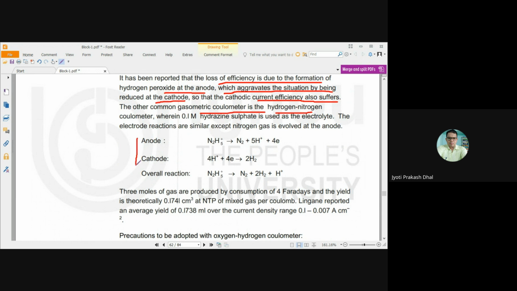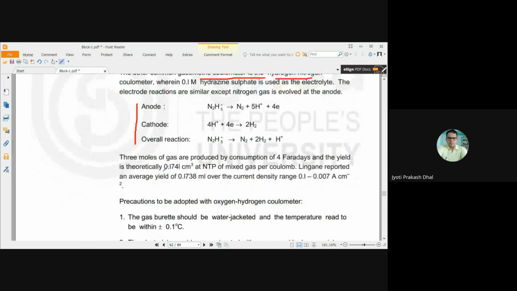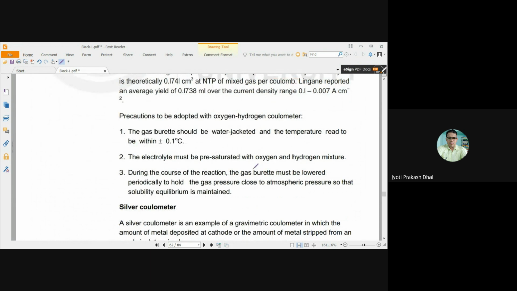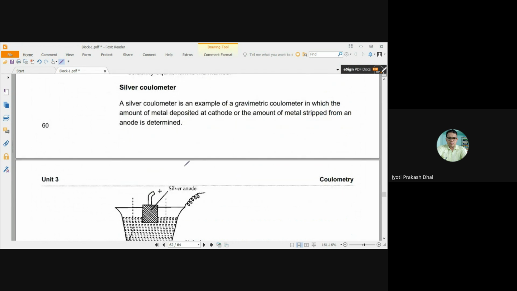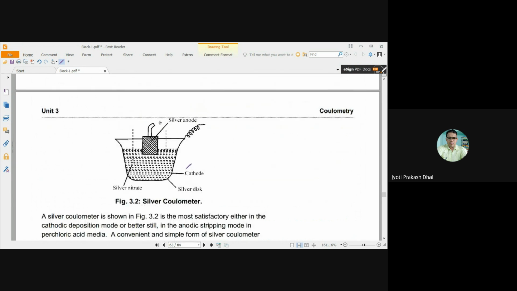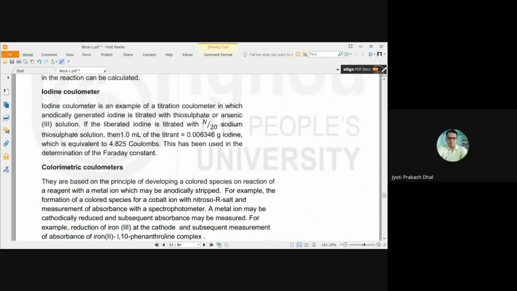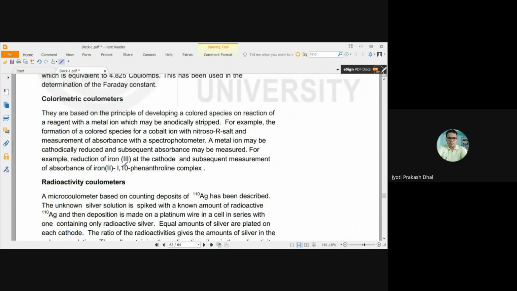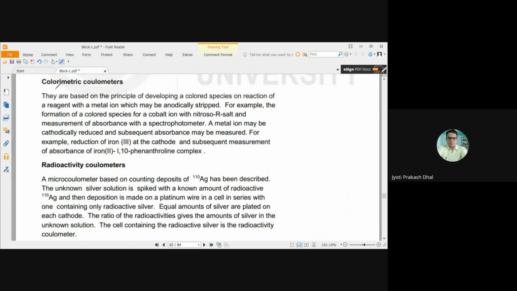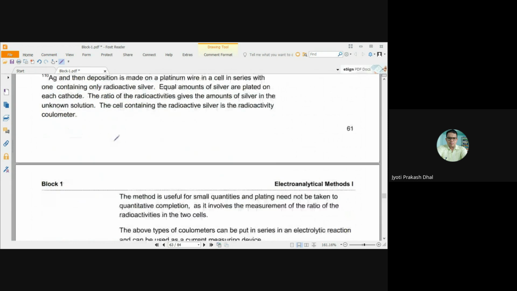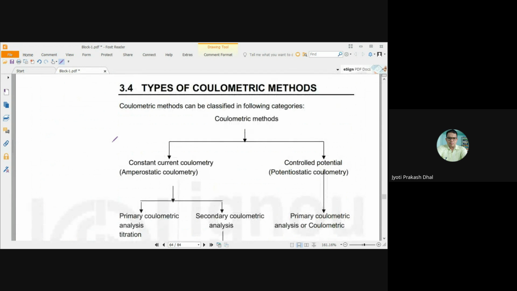So here this is the hydrogen nitrogen coulometer. You can see here that nitrogen and hydrogen gas will be produced. And similarly, this is the setup of the silver coulometer, and the next one is the iodine coulometer, and the next one is the colorimetric coulometer, then the radioactive coulometer. So these are for the short questions.